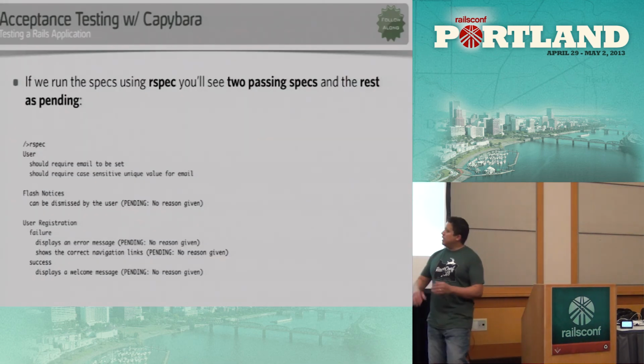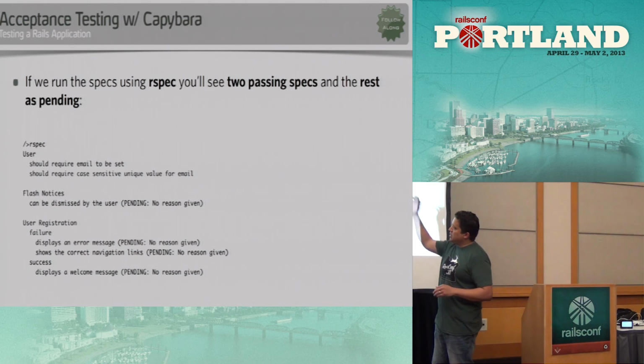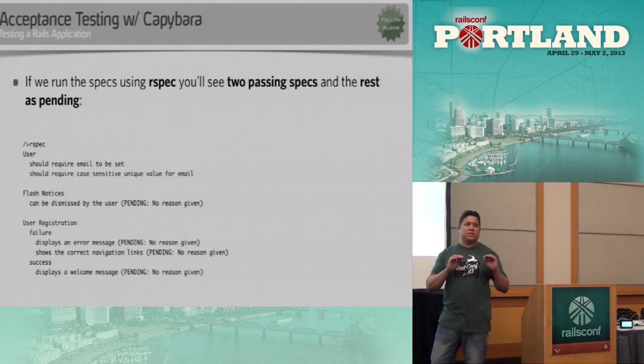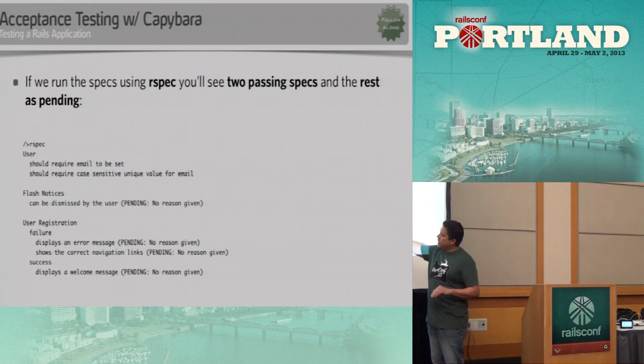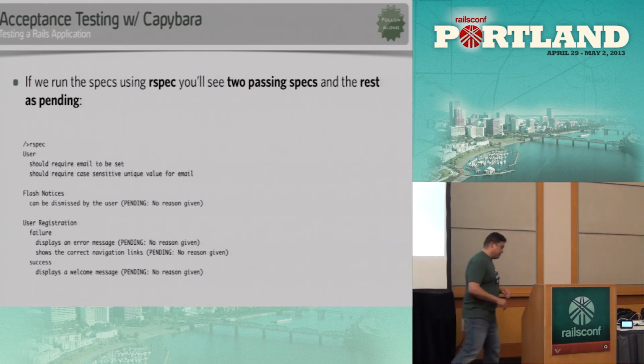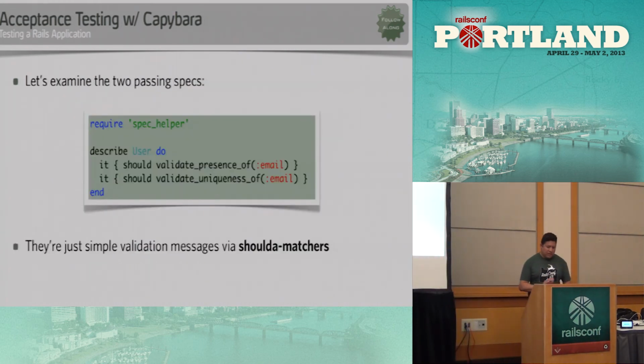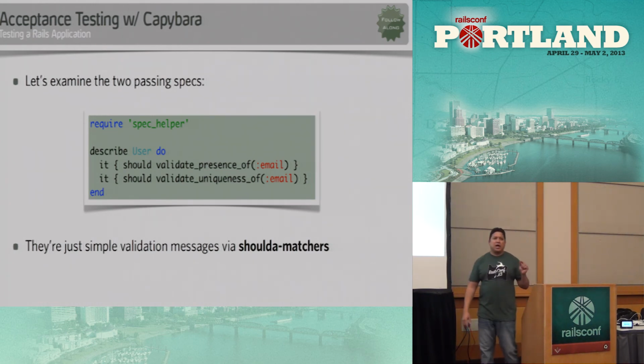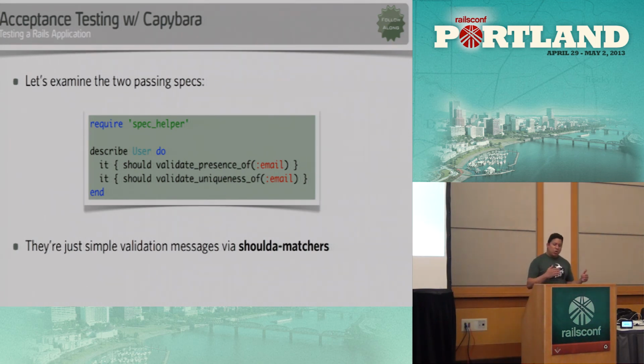So we have 2 specs that are passing. And those are very simple specs at the model level. All the real Capybara specs are pending. Now, this is a little easier to read. The 2 specs that are passing are very simple specs that I'm using as pseudo matchers to basically test that my user object actually validates the presence of an email and also validates the uniqueness of an email.